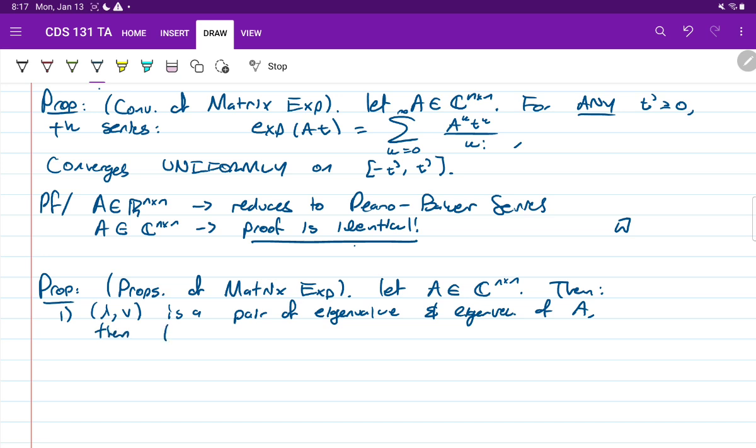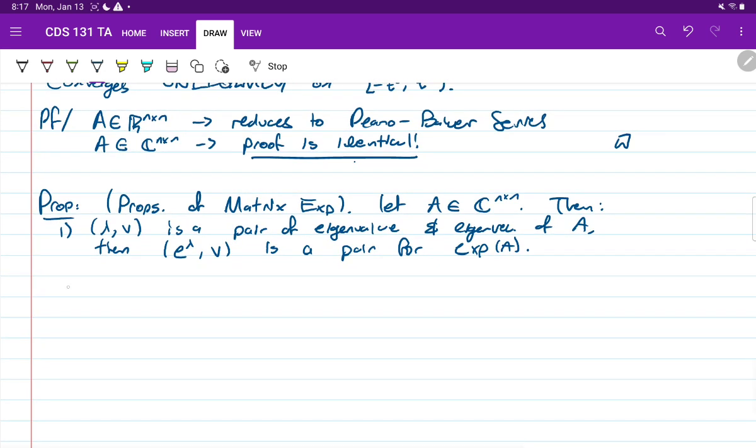then take a moment to guess what you might have for the matrix exponential. What you'll have is e to the lambda and the same eigenvector v is a pair for exp of A. All right? Now second, you have a kind of nice condition on the determinant. What you could prove is that the determinant of the exponential of A is equal to e to the trace of A.